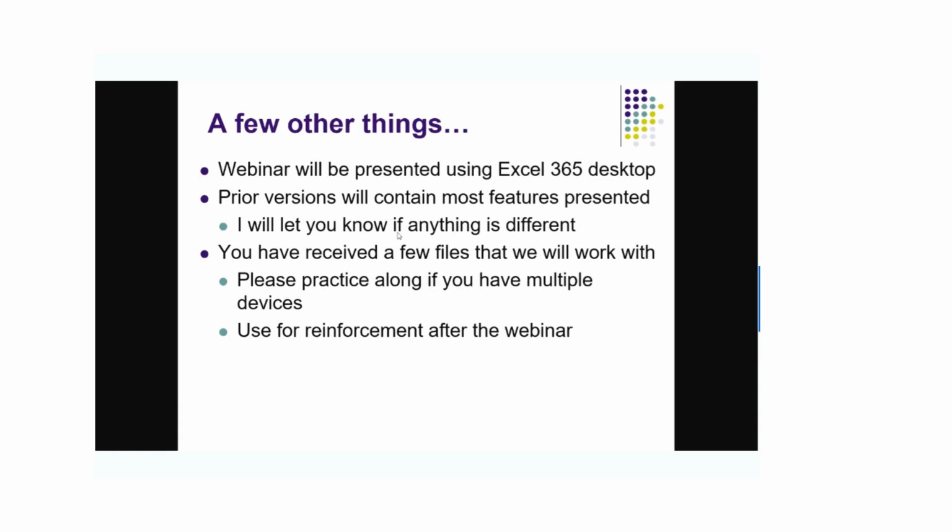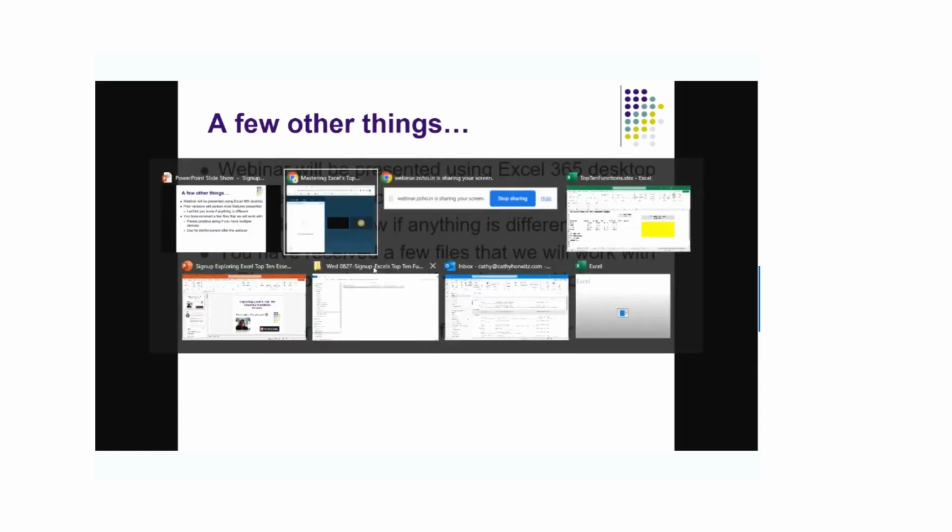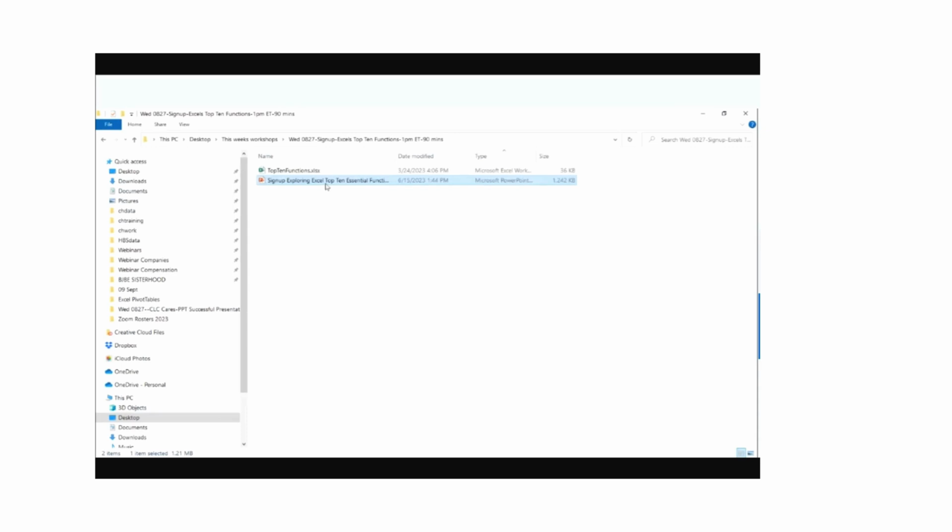Also, you either have received or will be receiving two files. I'd like to point those out to you. One is a copy of the PowerPoint presentation that I'm working with right now. And that presentation contains all the tools, functions, formulas, and syntax that we'll be working with. There's also an Excel file called Top 10 Functions, and that's the file that I'll be demonstrating the features in today. If you'd like to open that file and practice along with me, I invite you to do so.